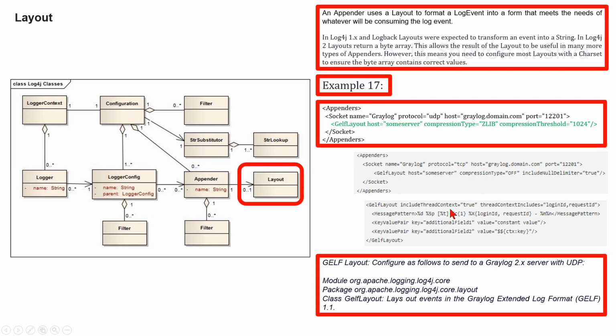Include thread context: boolean, whether to include thread context as an additional field, optional, default is true. Thread context includes: string, a comma separated list of thread context attributes to include when formatting the event. This attribute only applies when include thread context is true. If the thread context excludes are specified, this attribute will override them. Thread context fields specified here that have no value will be omitted.